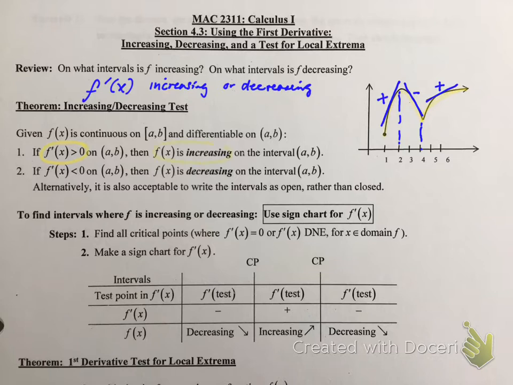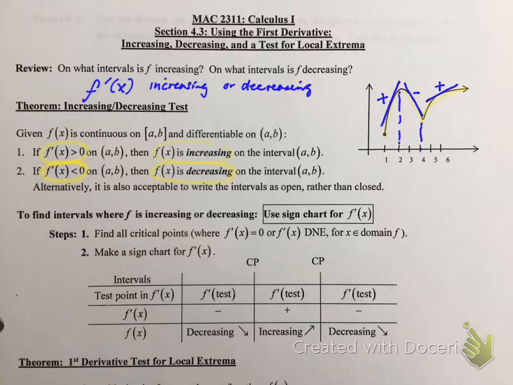If the derivative of the function is negative on those intervals, then we're going to see that the original function is decreasing. So once again, if the derivative is positive, the function's increasing. If the derivative is negative, the function is decreasing. Alternatively, it is also acceptable to write the intervals as open rather than closed.